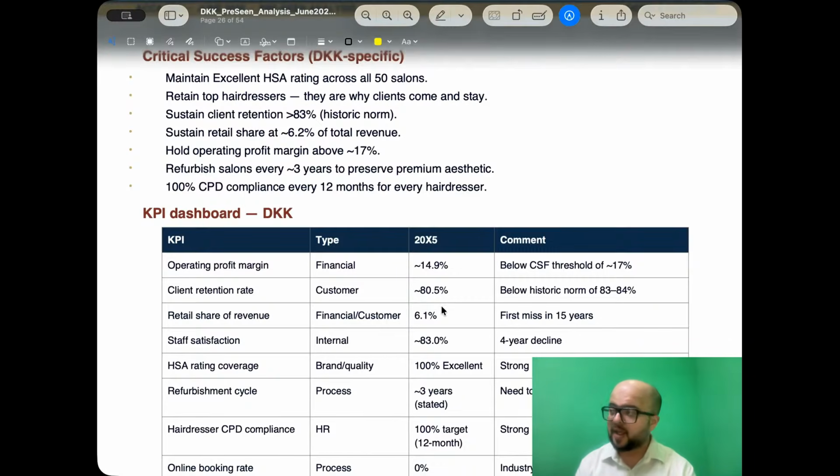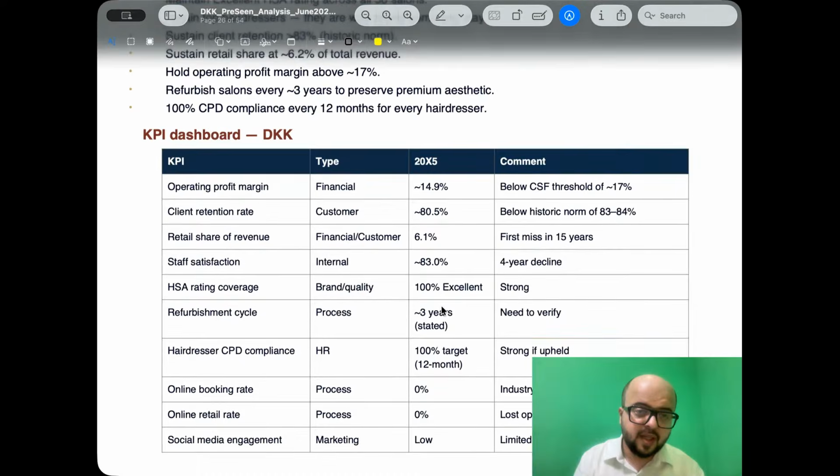100% CPD compliance every 12 months for every hairdresser. Make sure that all the hairdressers get that refresher training every 12 months so that the quality of their output and the quality of their work remains top notch. And that is what will keep on bringing customers back to your stores again and again.